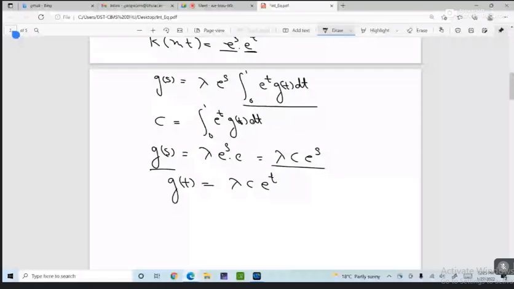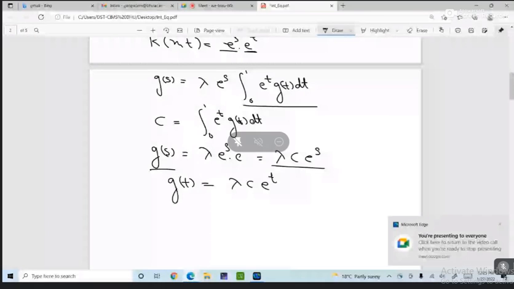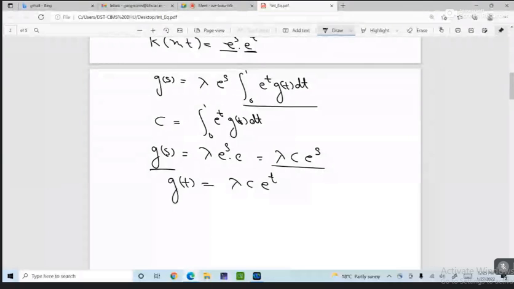What is the value of g(t)? g(t) equal to lambda c e to the power t. Put g(t) equal to lambda c e to the power t into the constant equation.